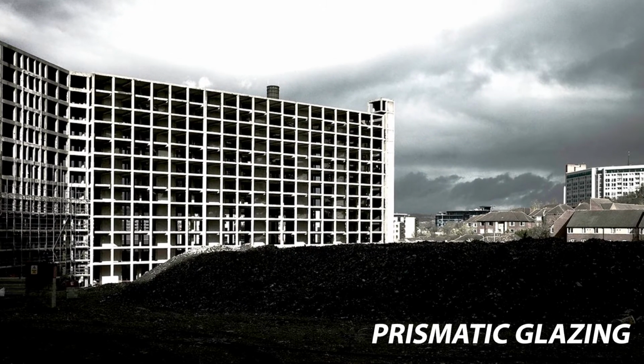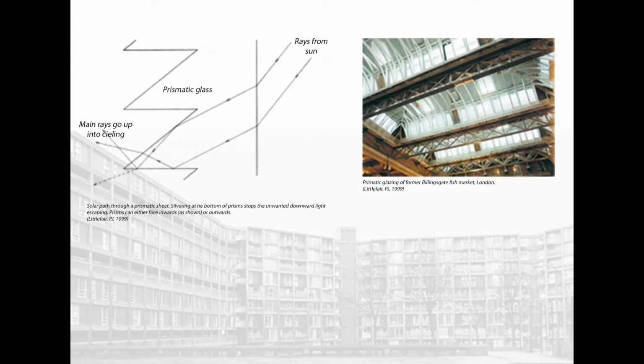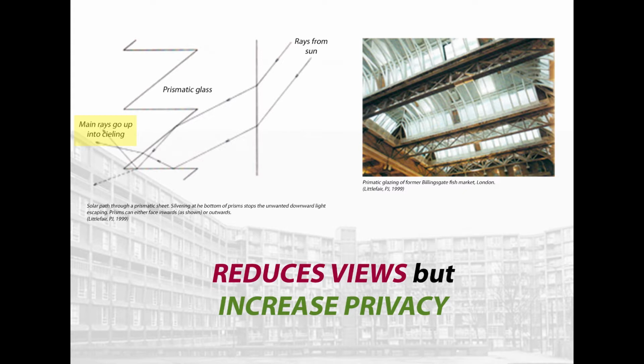Prismatic glazing contains triangular prisms that reflect and refract incident solar rays which diffuse direct light and or direct it into the ceiling. However, prismatic glazing seriously reduces views out. It is desirable to be used on roof lights and also in windows where views are not so important.